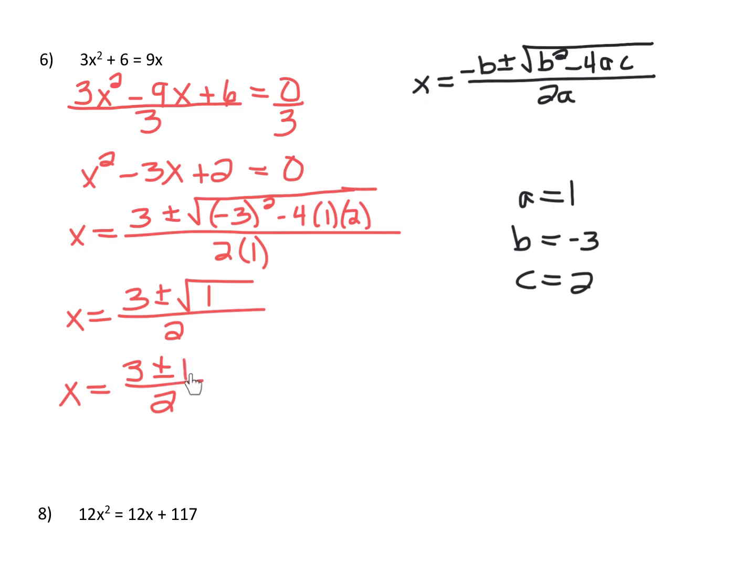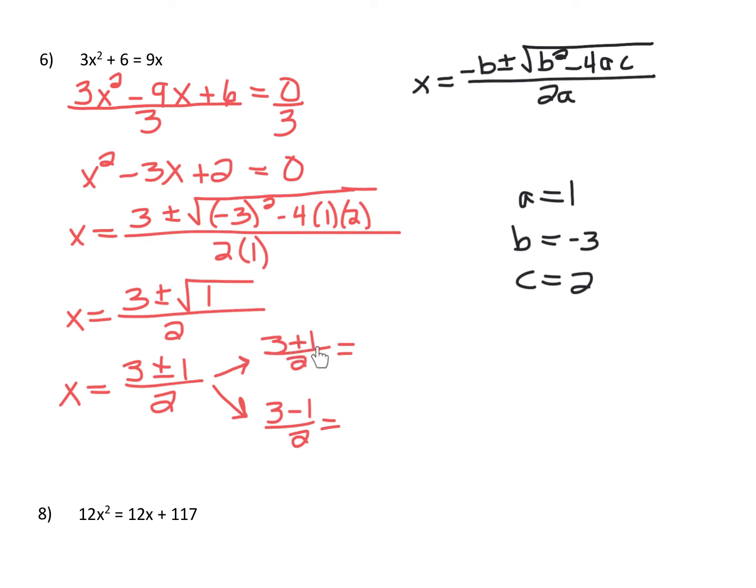If you are left with no radicals, you have to take this a step further. It actually is an extra step. You have to figure out what 3 plus 1 divided by 2 is, and then what 3 minus 1 divided by 2 is, and you'll have 2 separate answers. Okay, so let's start here.